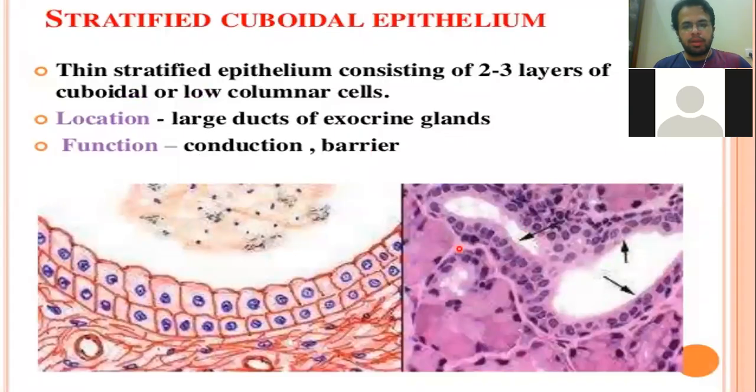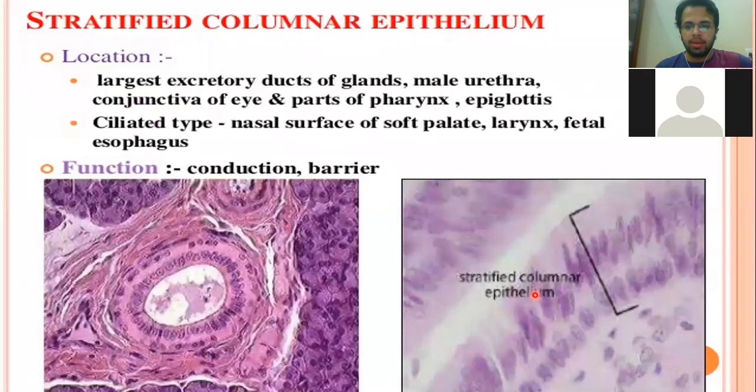If you look at the slide of the stratified cuboidal epithelium, you can see that these are the layers, and these are multiple nuclei. This is one layer of the nucleus, and this is another layer of the nucleus. So these are multiple layers of nuclei, and the shape of the epithelial cells is like cubes. Therefore we say that this is the stratified cuboidal epithelium, right?